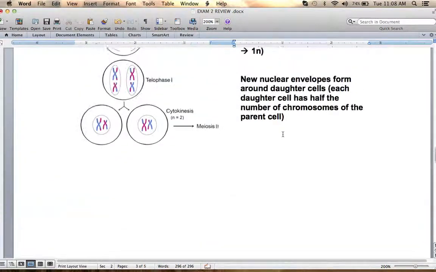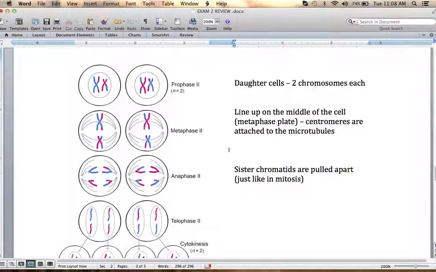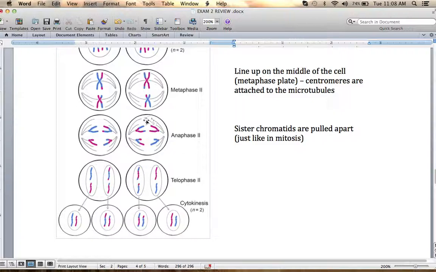In meiosis 1, in anaphase 1, the homologous pairs have separated. In anaphase 2, the sister chromatids separate.